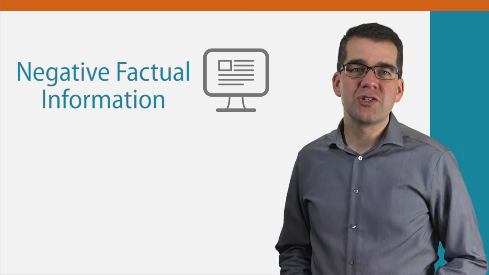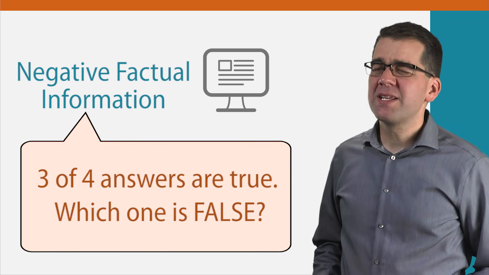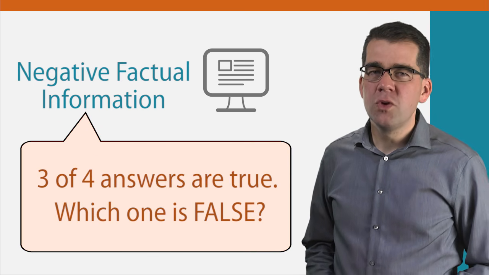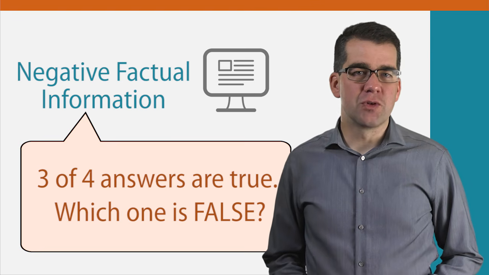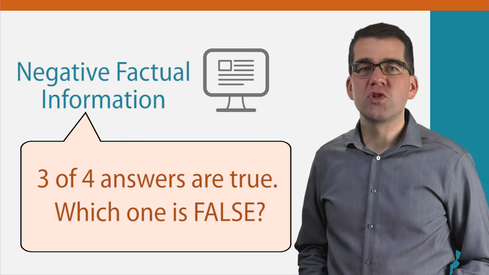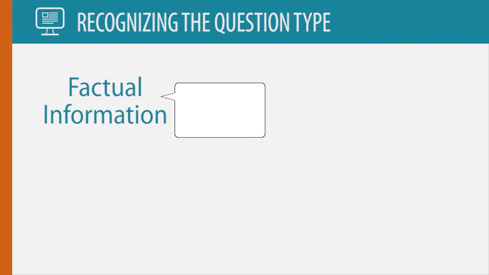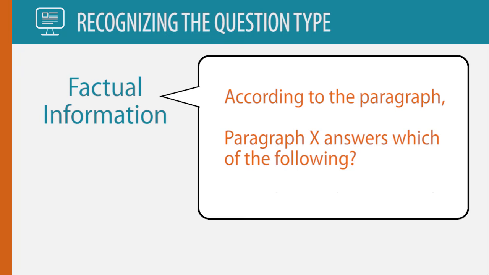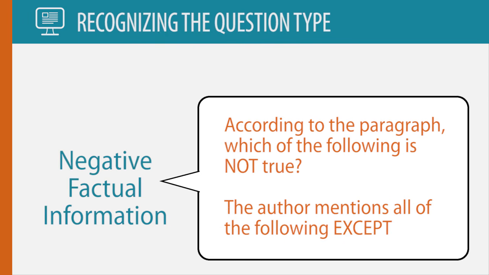Negative factual information questions are similar, except that instead of only one answer being true, 3 of the 4 answers are true, and you have to determine which one is false. Factual information questions will have phrases like "according to the paragraph," or "paragraph X answers which of the following" in the question. For negative factual information questions, look for the words "not" or "except" in capital letters.